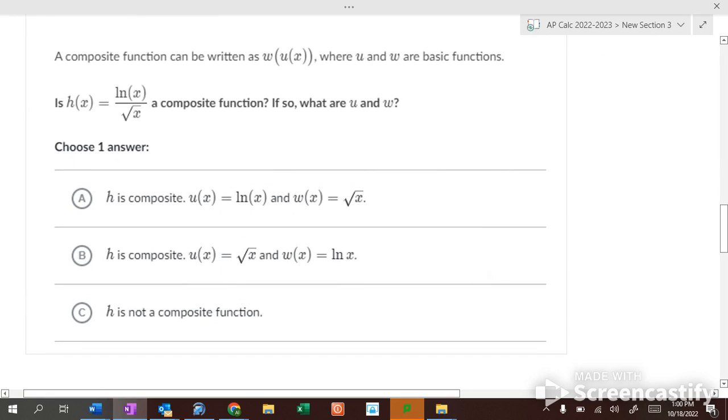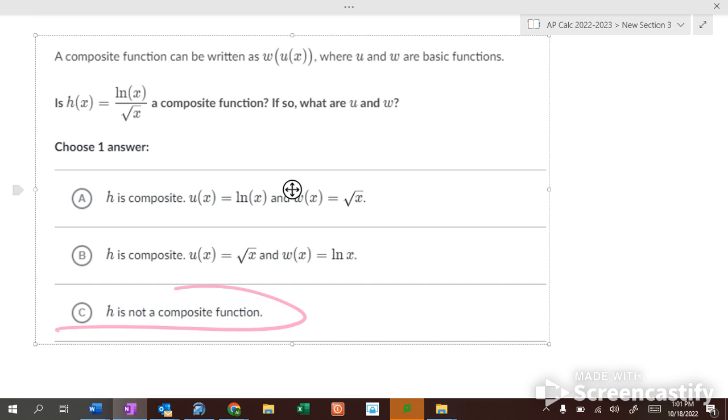Now, looking at this function, what's the inner function? Which they have an option for that. Because it's not a composite function. It's one function divided by another function. What would we use as a rule to solve that? Quotient rule. That would be a quotient rule problem, not a chain rule problem. Okay? So some they'll throw at you are not composite functions. Others are composite functions. Okay?